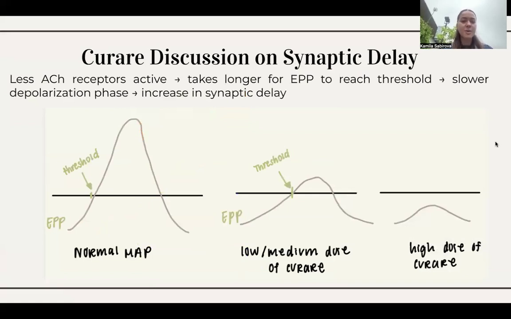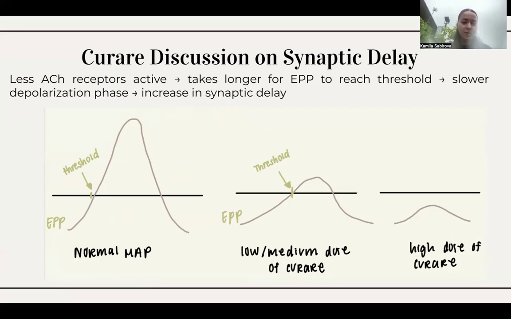And then ideally, the more activated ACh receptors you have, the faster and easier it is for EPP to reach the threshold. Curare acts as a competitive blocker by mimicking ACh and binding to nicotinic ACh receptors without activating them. This prevents ACh from fully binding and activating the receptors, which again indirectly reduces sodium influx and decreases the strength of the EPP. With less activated receptors, it takes longer for the EPP to reach threshold, which slows down postsynaptic depolarization and delays the MAP.